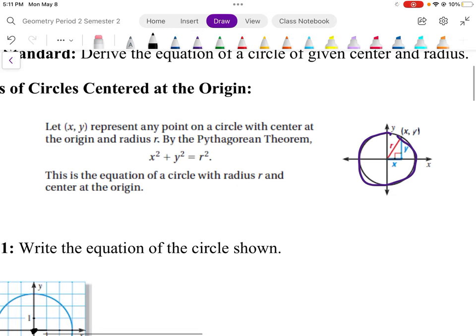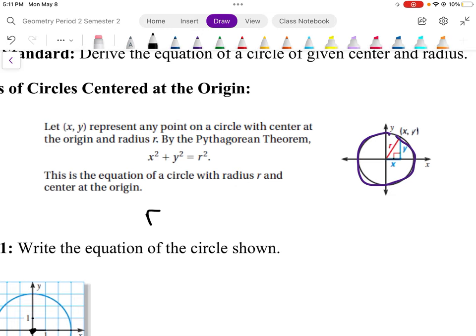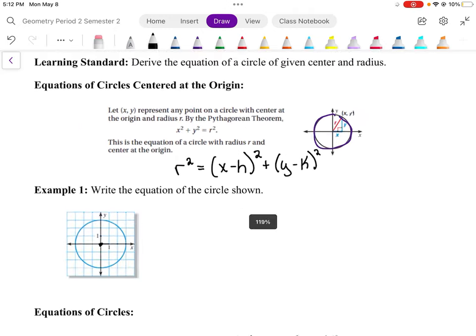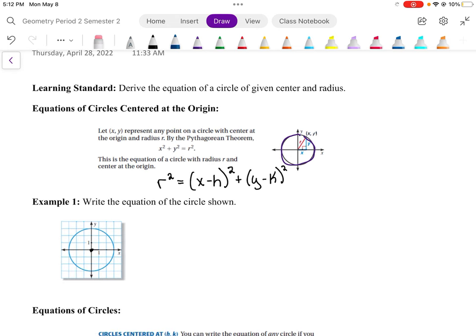So the standard equation for the circle that you are going to need to know is that r squared, or radius squared, is going to be equal to your x minus h in parentheses squared plus your y minus k in parentheses squared. So what that means is you are going to have your radius squared, and h and k tell us what our center is. And notice, because we're subtracting, when you identify h and k, it's always going to be the opposite sign as what shows up in the equation.